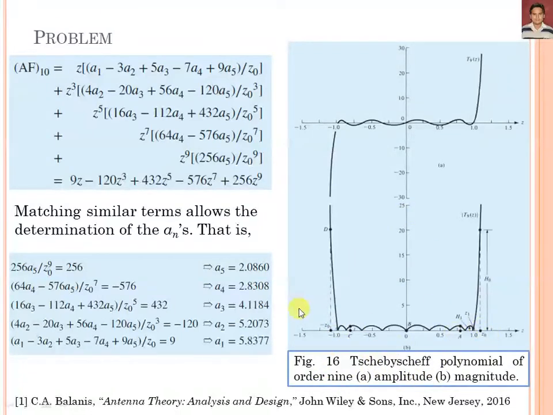Here you can see this is the amplitude along z, and the array factor we have to calculate when we put in the T9 of Z equation, and we found this expression for the array factor. We match this array factor expression with T9 of Z, and then we equate to determine the array coefficients. So we can calculate the array coefficients a5, a4, a3, a2 and a1.